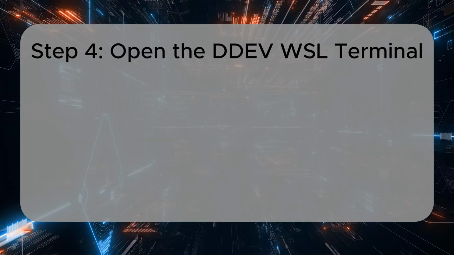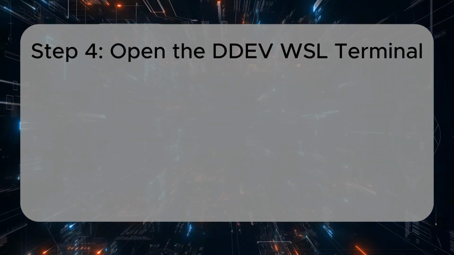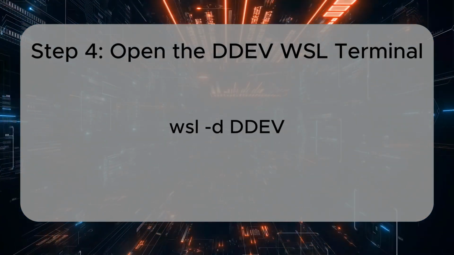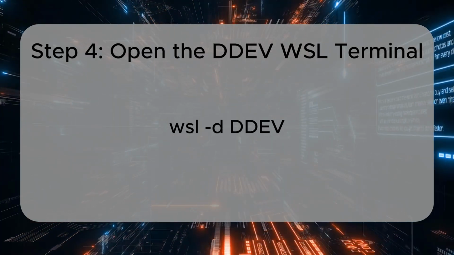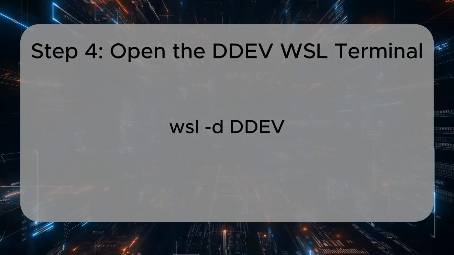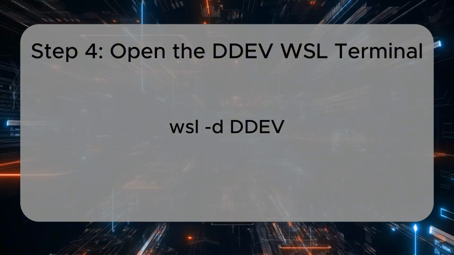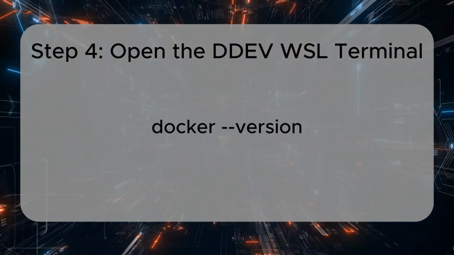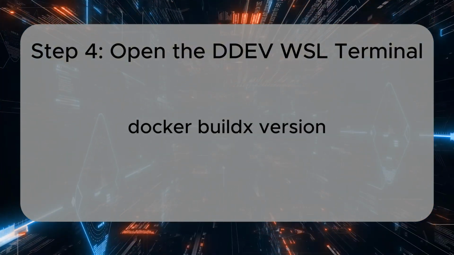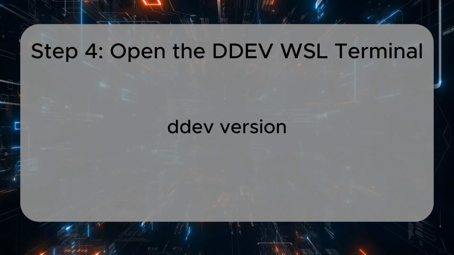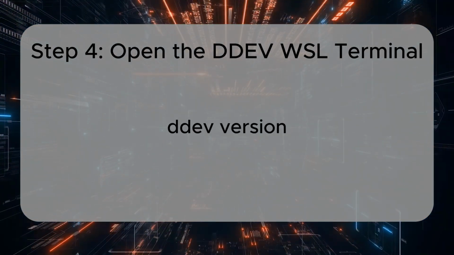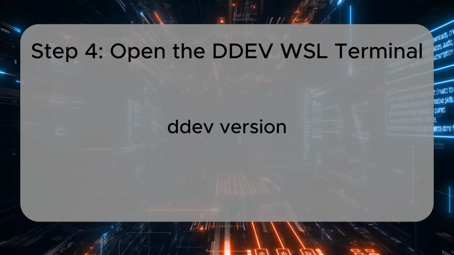Now open your DDEV Linux environment. In PowerShell, run wsl -d DDEV. Now you should be inside Ubuntu. Let's verify everything. Run docker version, then docker buildx version, then ddev version. If all 3 commands return version information, you're in good shape.